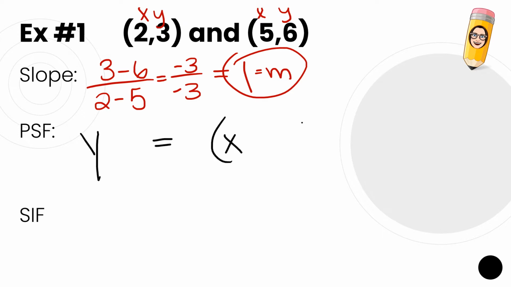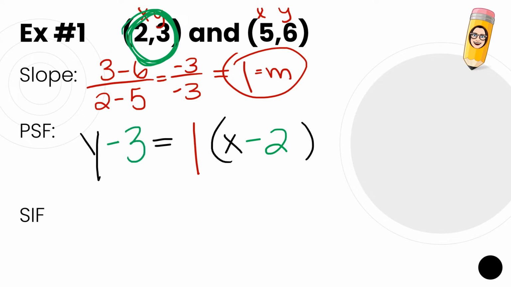I'm going to set that up, meaning my slope is my coefficient of x, and then I have to pick a point. Here's where your work can look different. I'm going to pick (2, 3), but you could pick (5, 6). We'll get the same answer. So if I pick (2, 3), my x says positive 2, I write minus 2. My y says positive 3, so I write minus 3.